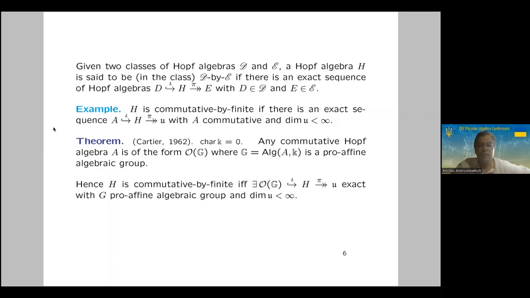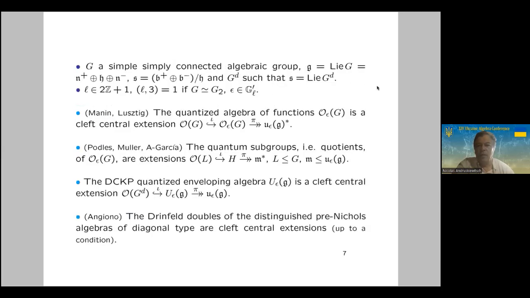Therefore, in view of this theorem, if you have a commutative by finite Hopf algebra, this means that there exists a pro-affine algebraic group G such that O(G) is included in H, and H has a projection to small u, which is finite dimensional. Let me give some examples of commutative by finite Hopf algebras.